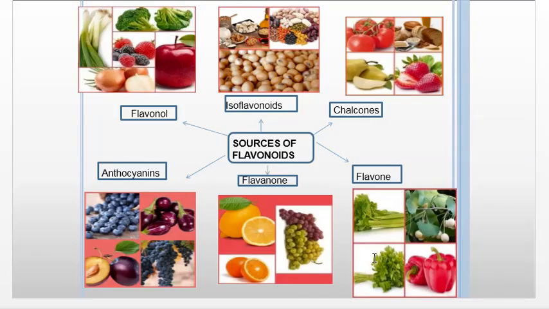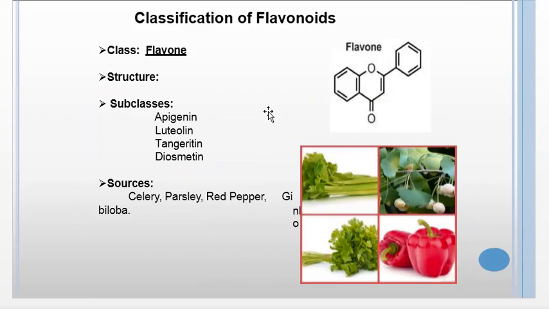But what are the sources? In this slide, for my students, I think it is so interesting, because you can see a lot of fruits, vegetables, and different products. Sources of the flavonoids: flavanol, anthocyanins, flavanone, chalcones, flavone, and isoflavonoids. In the next step I will show you each one.